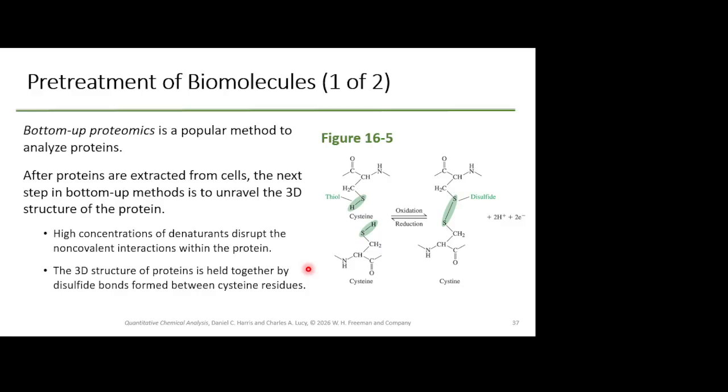Our 3D structure that's held together by cysteines, on the other hand, well, this requires an oxidation-reduction, right? And so we can pre-reduce this to separate all those, can't we? So we're using a pre-reduction.